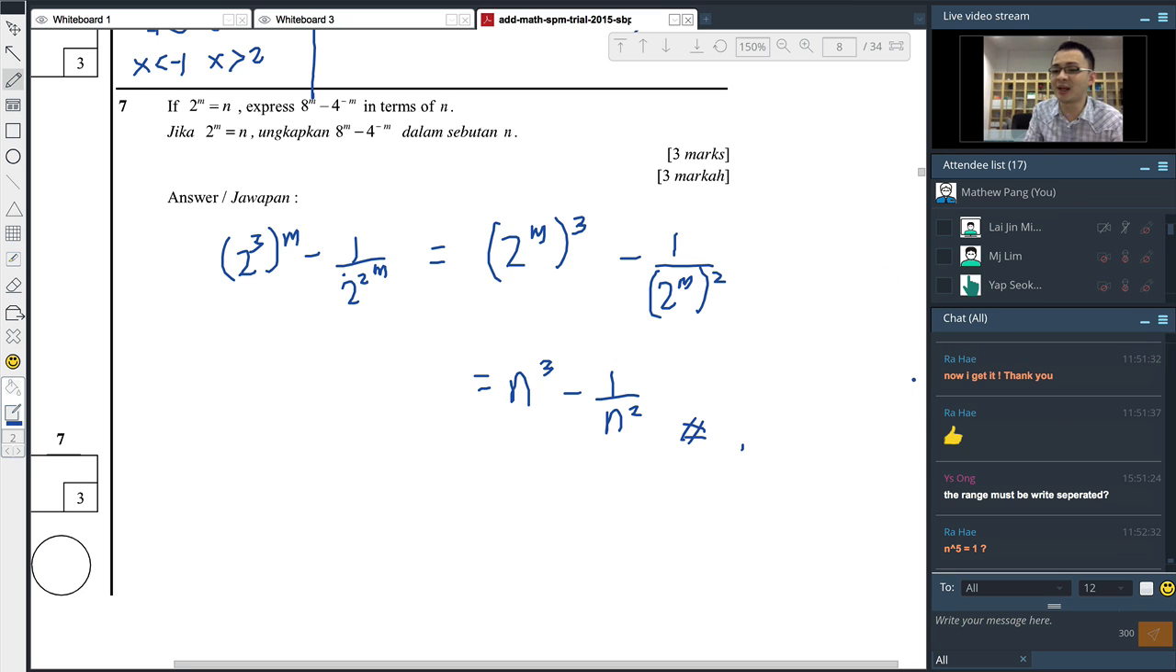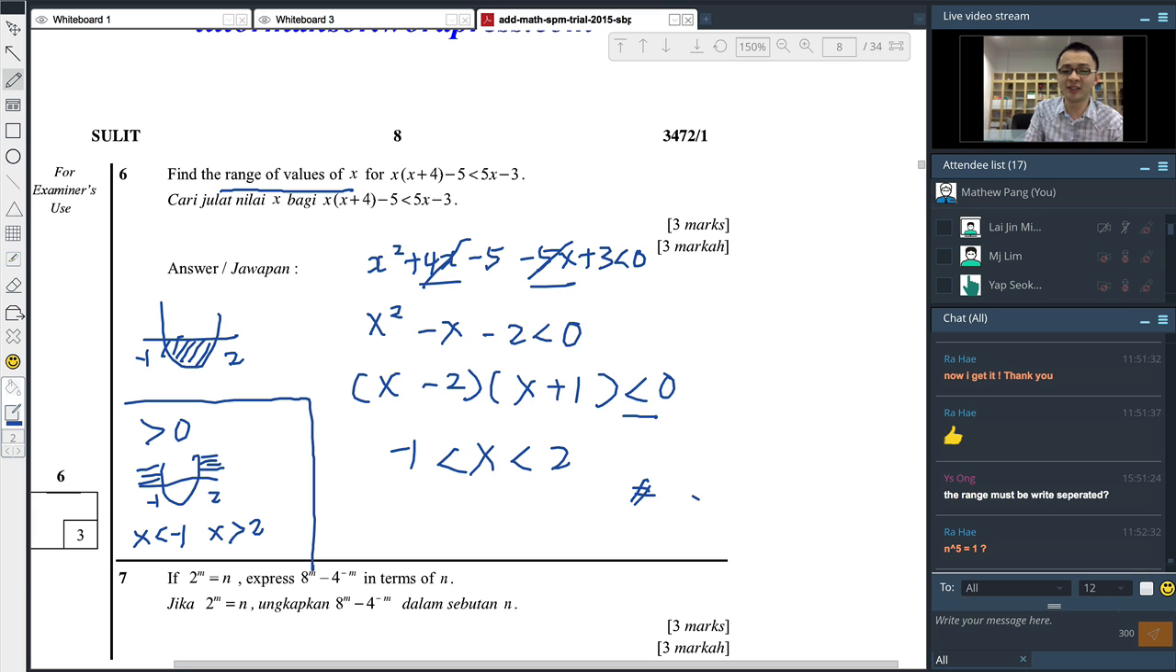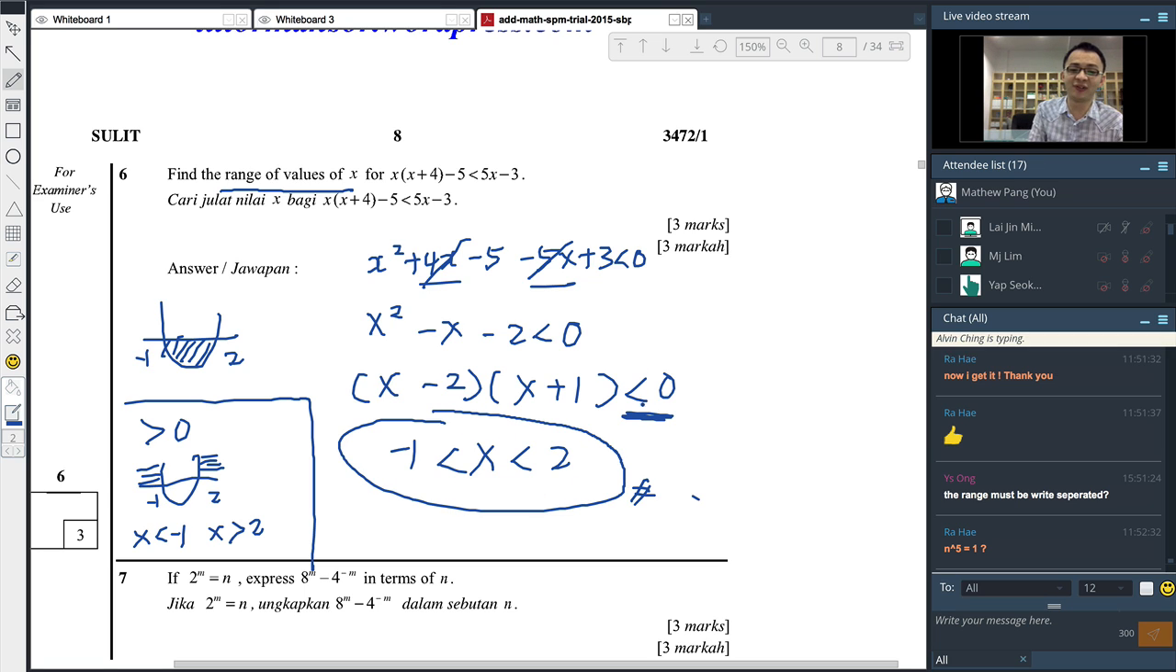Yeah, the range must be written separately if the inequality is bigger than 0. But if the inequality is less than 0, you have to join them together. I mean, for this question, if this symbol is less than 0, you have to join them together. This is what I mean by join them together: x will be between 2 and negative 1. But if this symbol is bigger than 0, you have to write separately. Yes, you are right.